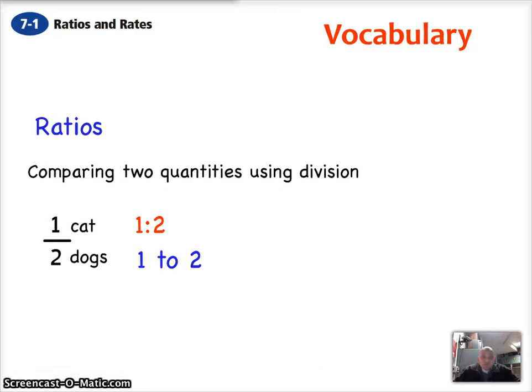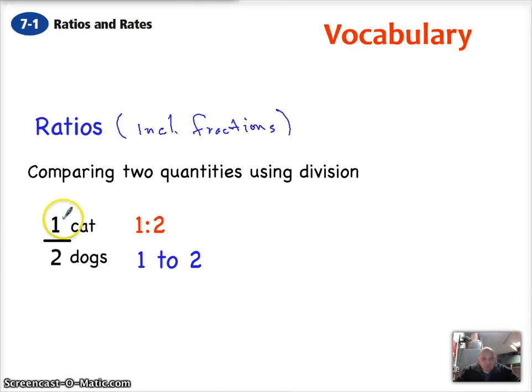Our first vocabulary term is ratios. A ratio is the comparing of two quantities using division. Now, a part of ratios includes fractions. In fact, they operate much like fractions. Let's take a look more specifically at what ratios are.